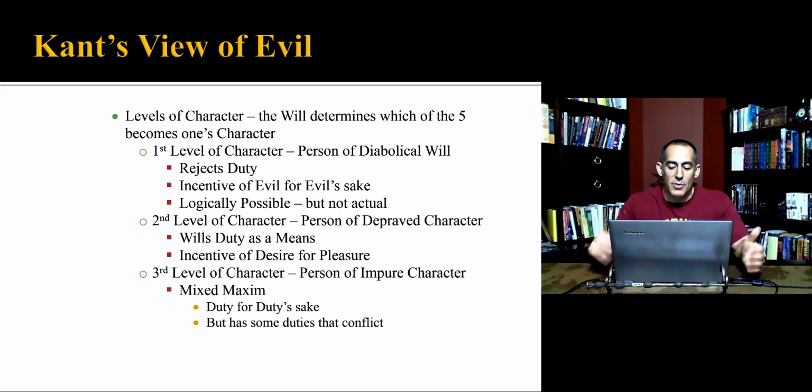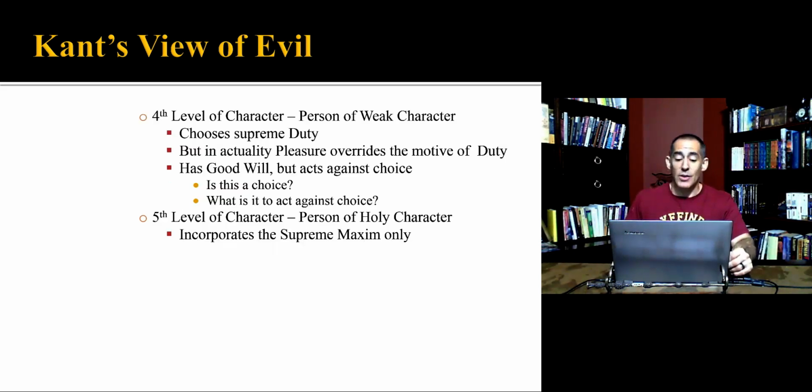Second level of character is a person of depraved character, right? So he wills duty, but as a means to an end. I'm going to do my duty because I think it's going to get me something. So the incentive is actually desire and not actual respect for duty. That's the person of depraved character. The third level is the person of impure character, where you've got a mixed maxim. Do duty for duty's sake, but sometimes duties conflict with my desires. It pulls me in two directions, and sometimes I act out of desire as opposed to duty.